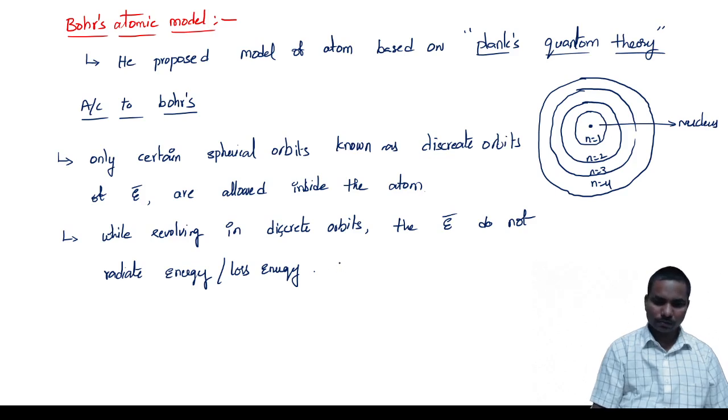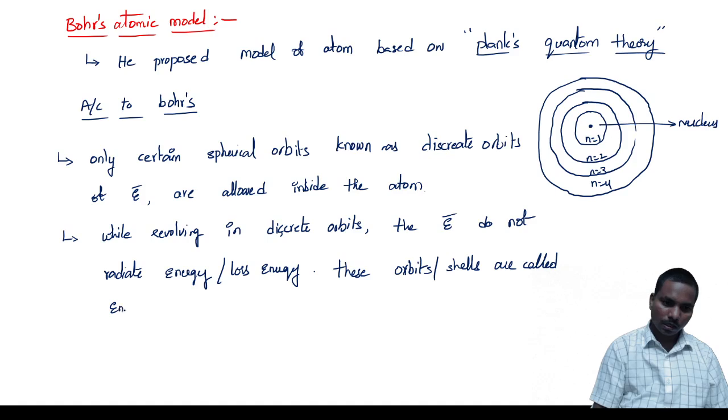And he said that these orbits or shells are called energy levels.